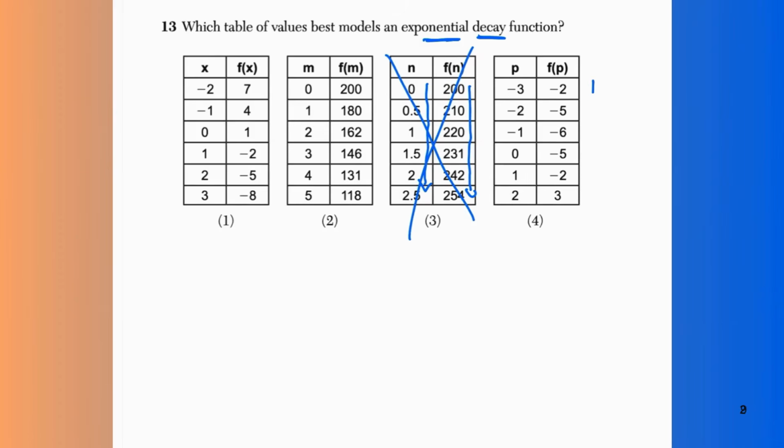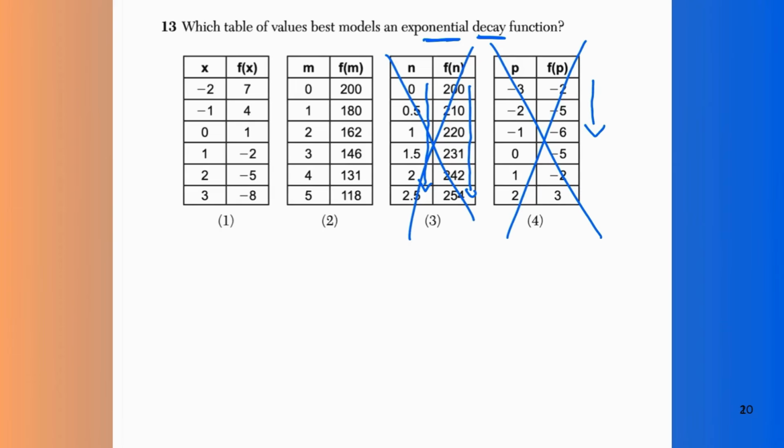If I look at answer choice number 4, I see that the f of p values begin to decrease, but then after that, they begin to increase. So this is actually going to be a quadratic function. So number 4 is also out. Then we look at answer choices number 1 and 2.